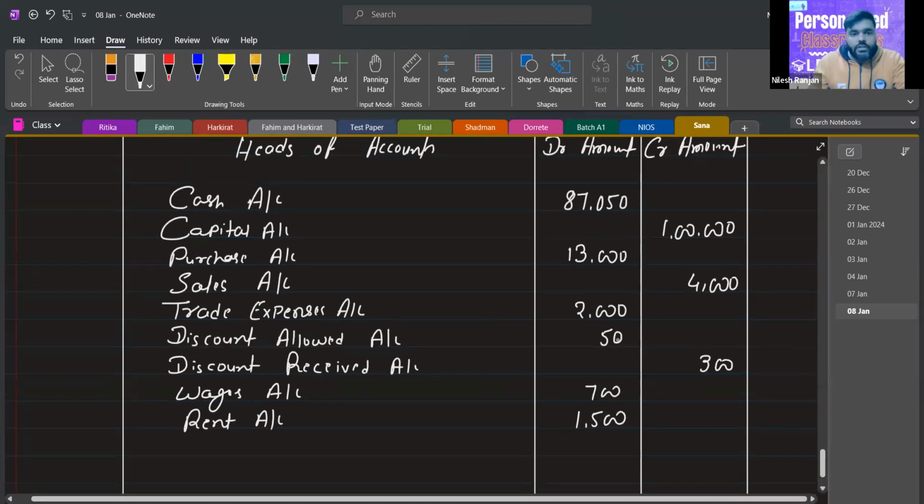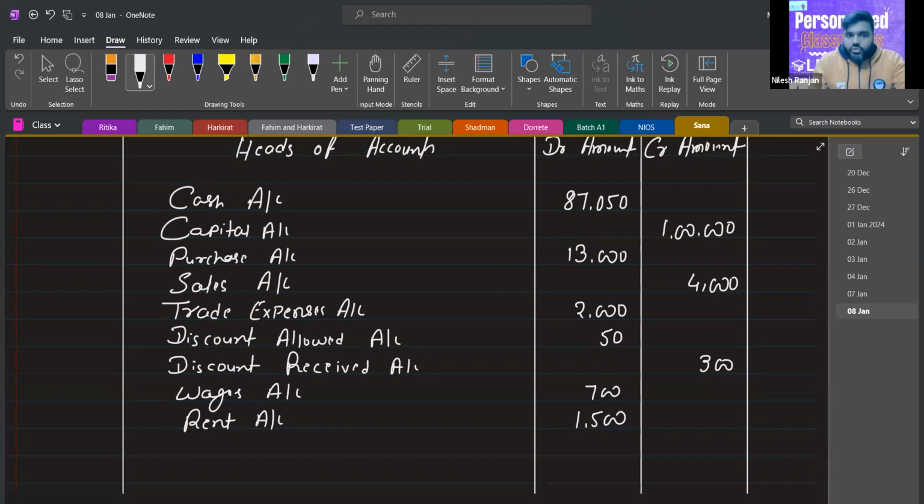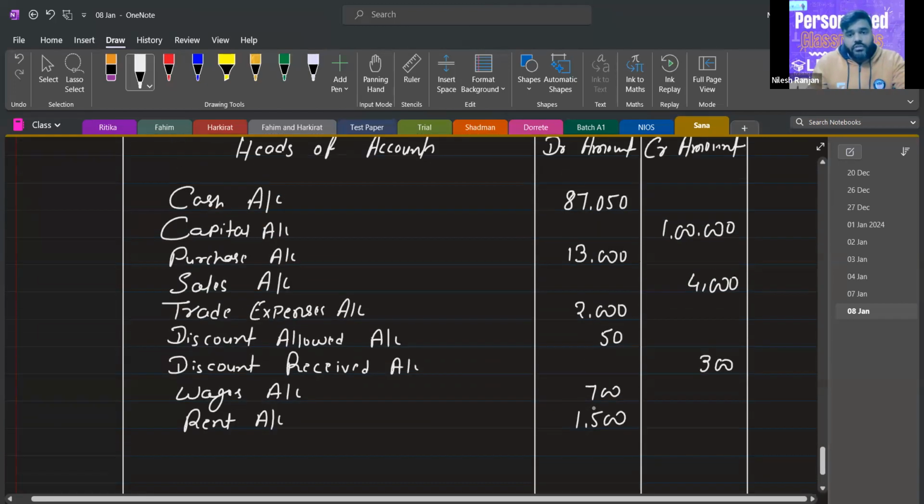Now we have to decide on which side, debit or credit, we write all these items. Cash account is an asset, that's why debit. Capital account is always written on the credit side. Purchase is an expense. Sales is income. Trade expenses and discount allowed are also expenses. Discount received is income. Wages account and rent account are also expenses. We will calculate the total.